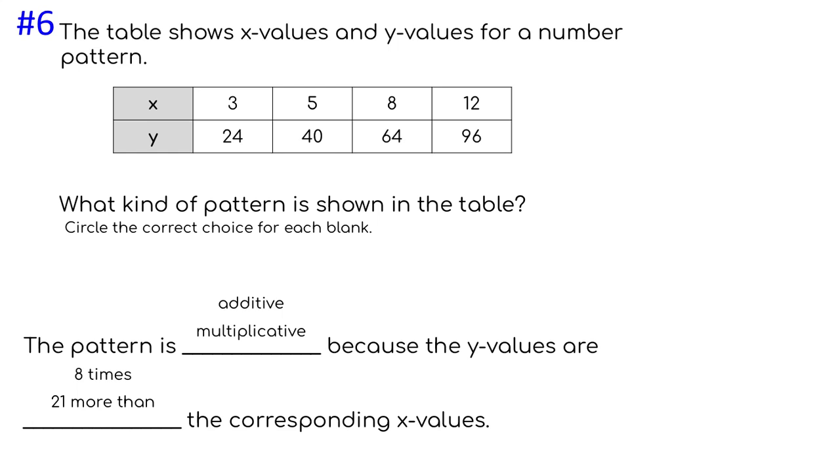Unit 9, Mixed Review, number 6. The table shows x values and y values for a number pattern. What kind of pattern is shown in the table? Circle the correct choice for each blank.